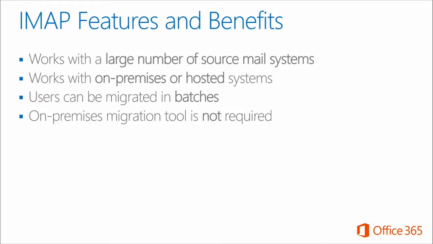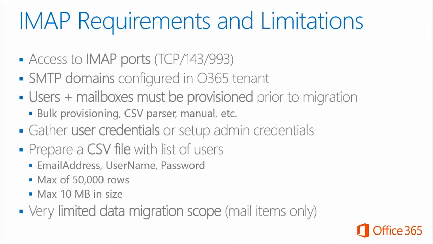So all models from more than 10 years ago to even IMAP, which could be forever ago, all the way through to the latest and greatest where it's simply wizard driven and working through. To go through some of the actual scenarios: large mail or a large number of source systems, works on premises or hosted. IMAP can do batches, and there are no tools required. This is straight out of the box Office 365. So it's the hodgepodge of different environments, right?